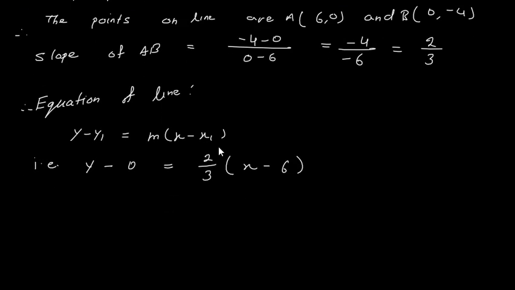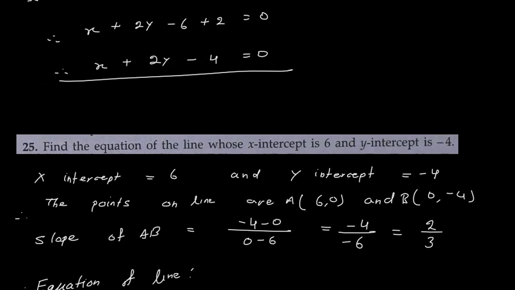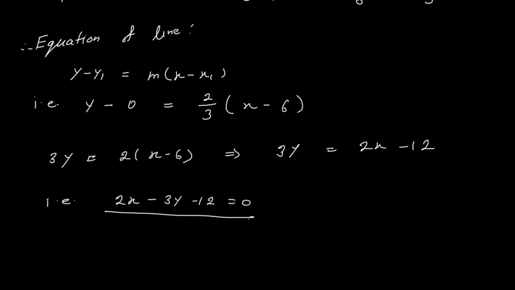So this equation will become y, 3 I will multiply here. So 3y is equals to 2 times x minus 6. So this implies 3y equal to 2x minus 12. So that is, you can say 2x minus 3y minus 12 is equals to 0. This is equation of line. Find the equation of line whose x-intercept is 6 and y-intercept is minus 4. So that is 2x minus 3y minus 12 equal to 0. Okay.